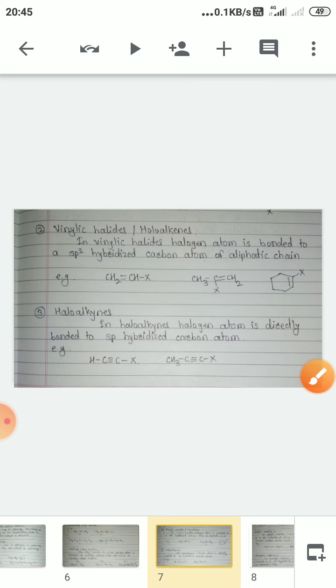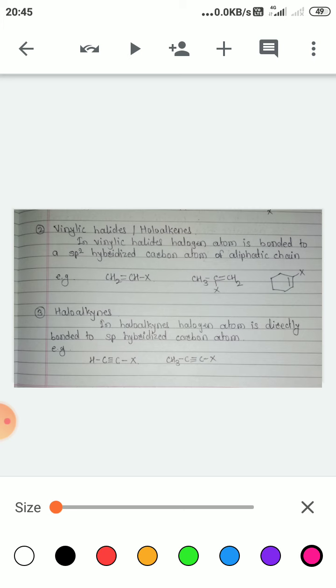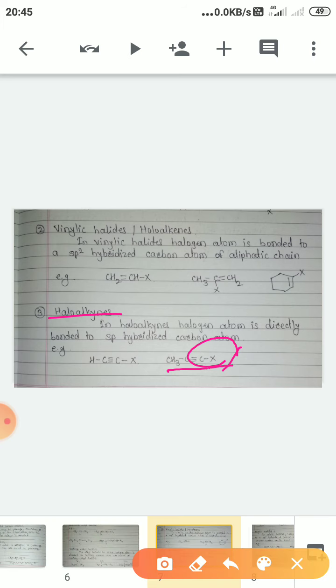Okay. Now here we have considered the example of propyne, CH3 C triple bond CX. Now the hydrogen atom is replaced by X, therefore it is also an example of haloalkyne. Okay. Now the next one is haloarenes.